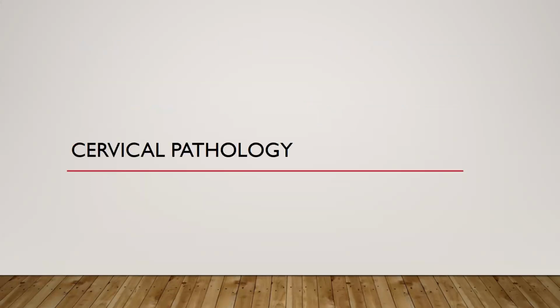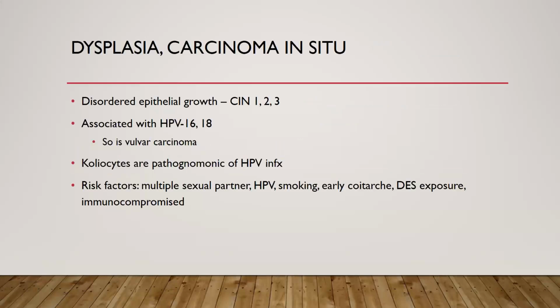Okay. Now we're moving from the vulva to cervical pathology, so kind of moving up. We're going to start directly with dysplasia and carcinoma in situ. This is disordered epithelial cell growth, and it's categorized as CIN 1, 2, or 3, depending on the level of severity. We want to associate it with HPV types 16 and 18. That will be asked. But also keep in mind that vulvar carcinoma is also associated with the same two types of HPV. I've seen them ask that question about VIN 1, 2, and 3 and asking about HPV subtypes involved. It's the same two, 16 and 18 for both, increased risk for carcinoma.